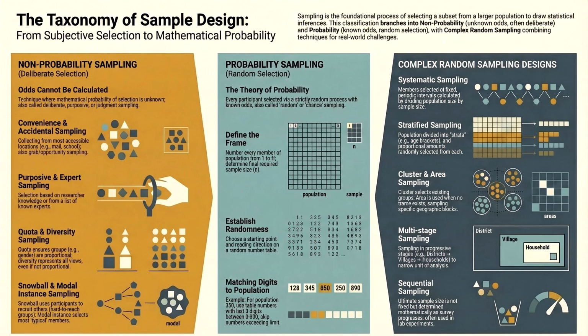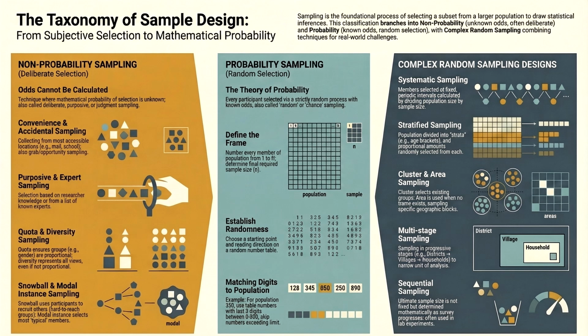Right? Now this classification branches into two methods, predominantly known as the probability and non-probability methods, and then there is something called complex random sampling techniques, which basically combines multiple probability or non-probability sampling techniques together. So you can broadly think of it as three categories of sampling techniques.